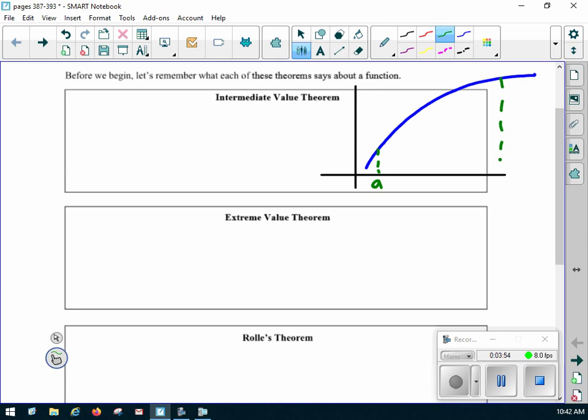Here's A. Here's B. Here's f of A. And here's f of B. L is some number between f of A and f of B. What I know is that if this function is continuous and L is in between f of A and f of B, then there has to be some number C in between A and B so that f of C is equal to L. Just think about height.